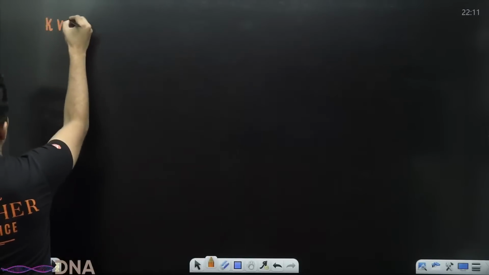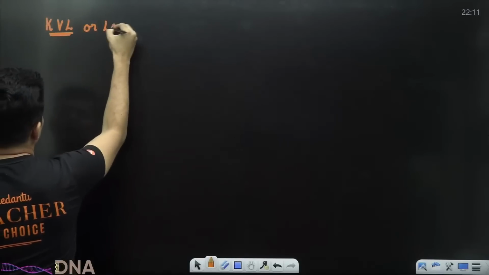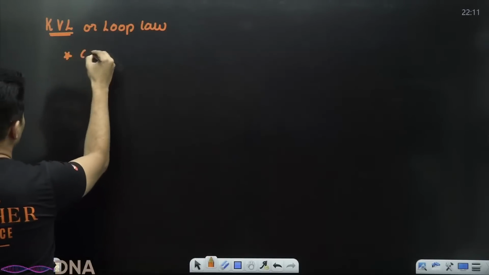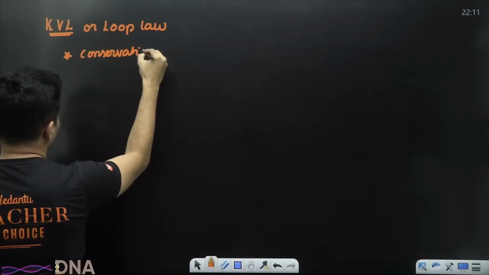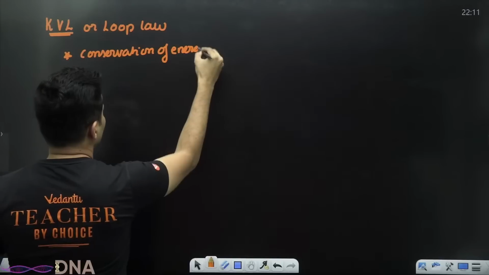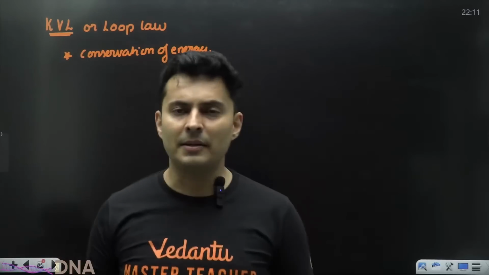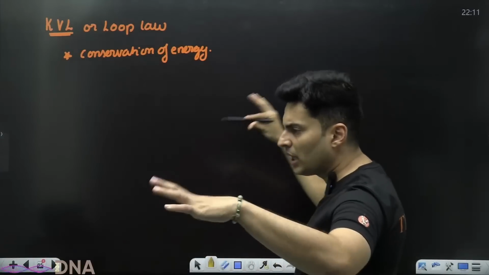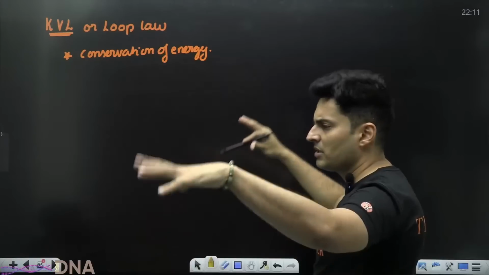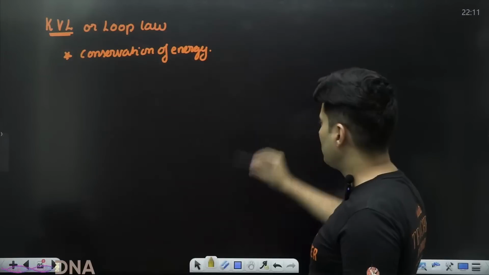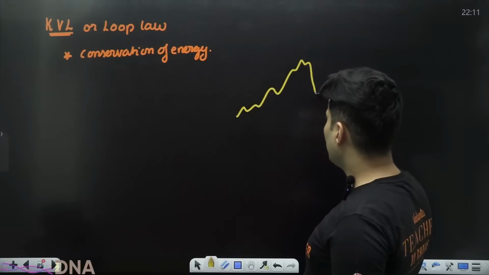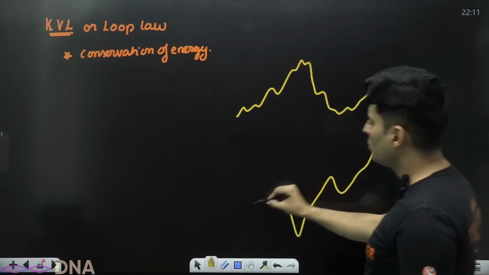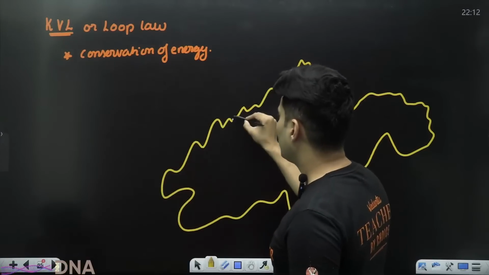Kirchhoff's voltage law, which is also called the loop law, is based on the principle of conservation of energy, basically. Now understand this. Imagine there is some mountain, some river, some valley, some plateau, some city, some peak, some waterfall. So you reach the mountain, go down inside the valley, go to the plateau, and then you again go to the mountain, come down, go on the plains, go to the sea, and you again come back to the same point.